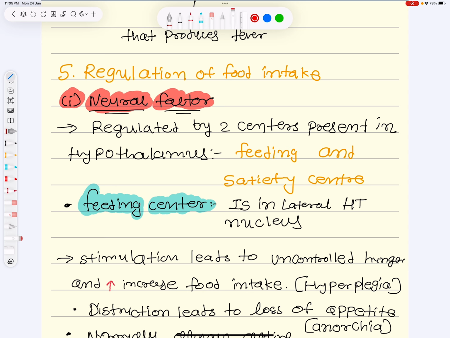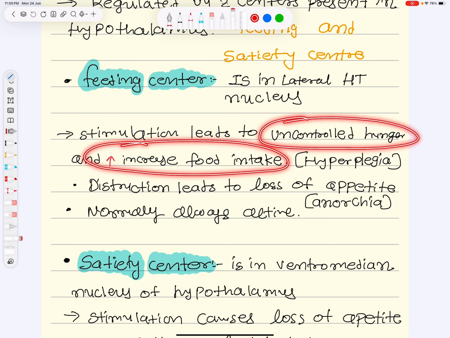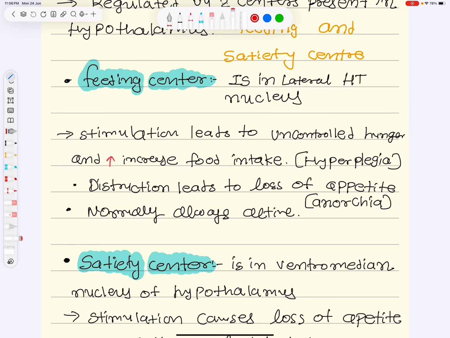We are talking about the feeding center. The feeding center is in the lateral hypothalamic nucleus. Stimulation leads to uncontrolled hunger and increased food intake. That is called hyperphagia. If food intake increases and there is uncontrolled hunger, it is called hyperphagia. And destruction leads to loss of appetite, which is called anorexia. This is normally always active.